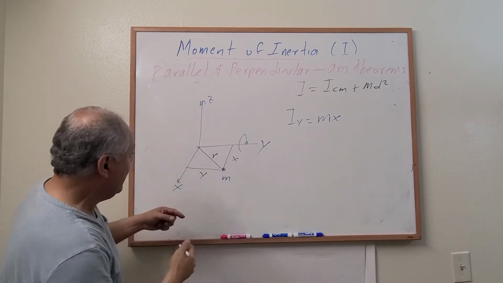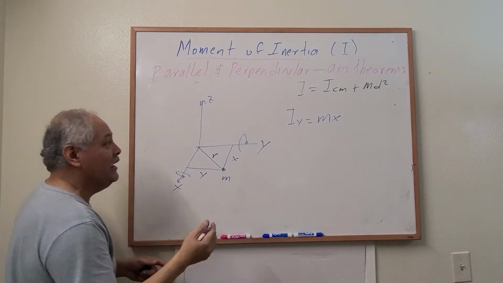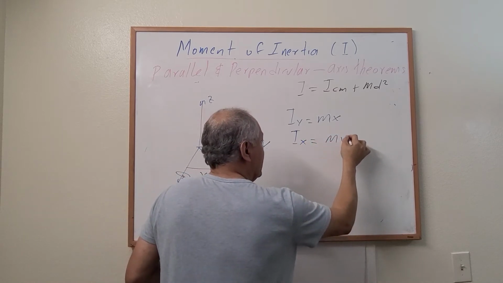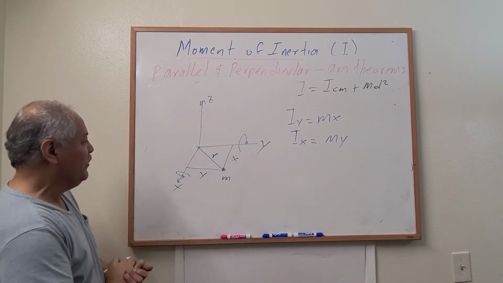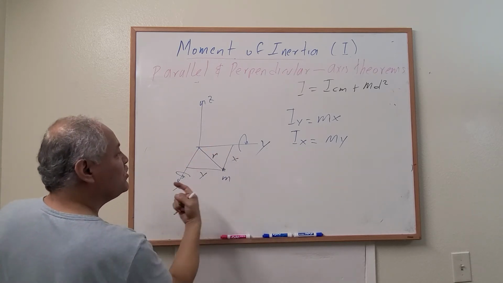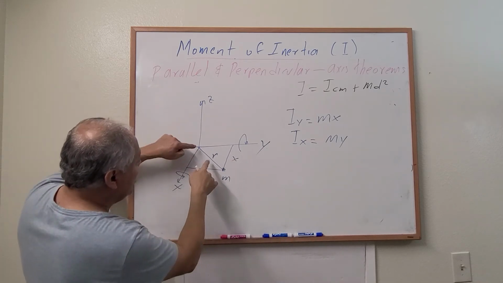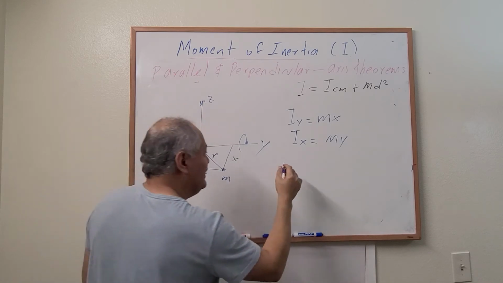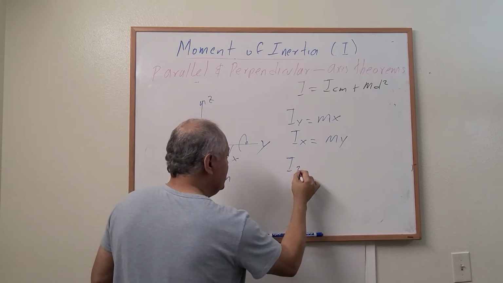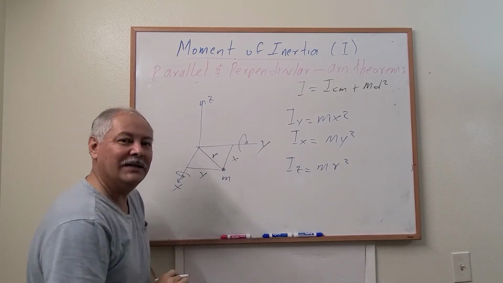What about if the particle now rotates about the x-axis? In this case, the moment of inertia about x is equal to m times y squared, correct? Perfect. Now, what happens if the particle now rotates in this plane, xy? It means it's at distance r from the z-axis, so the moment of inertia about z is equal to m times r squared, correct?